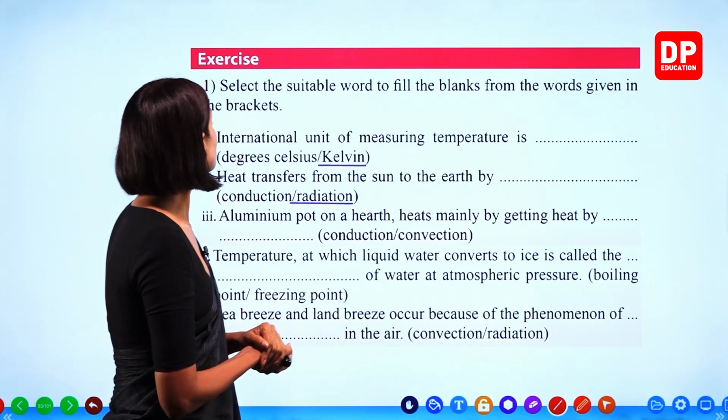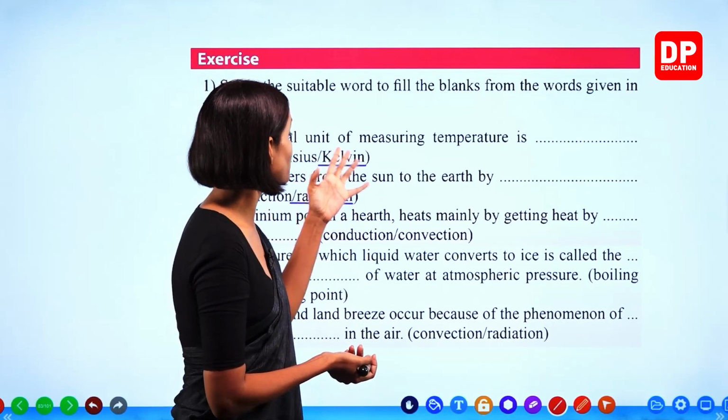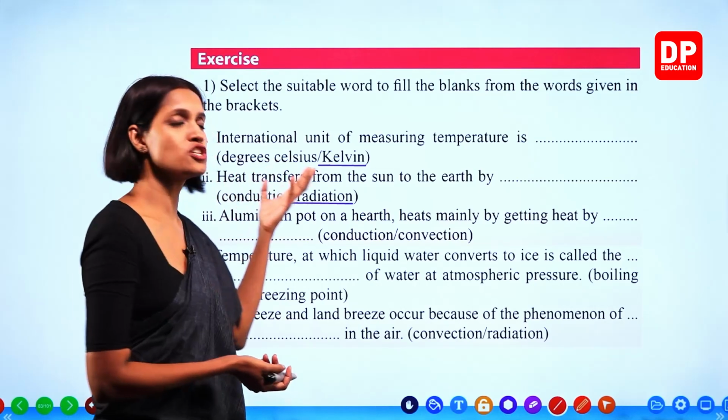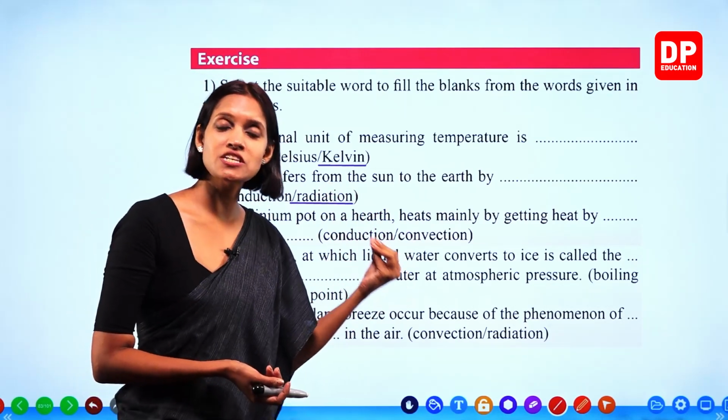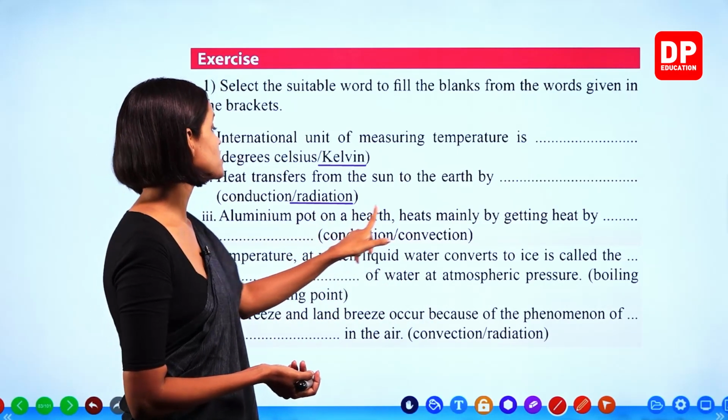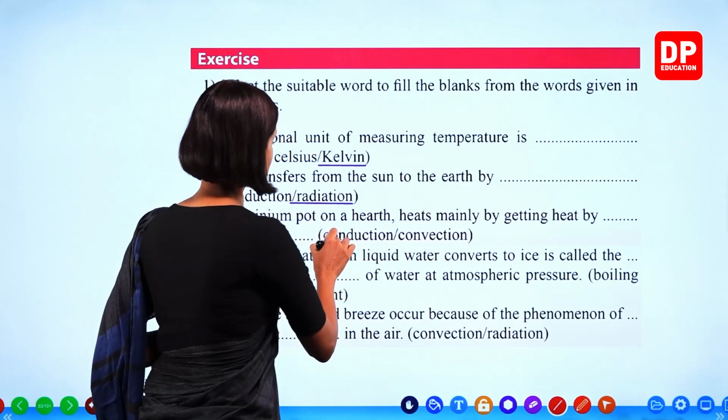Number 3. Aluminium pot on a hearth heats mainly by getting heat by. Aluminium pot is a solid. Through solid substances, heat transfers by conduction. So conduction, convection. Answer is conduction.